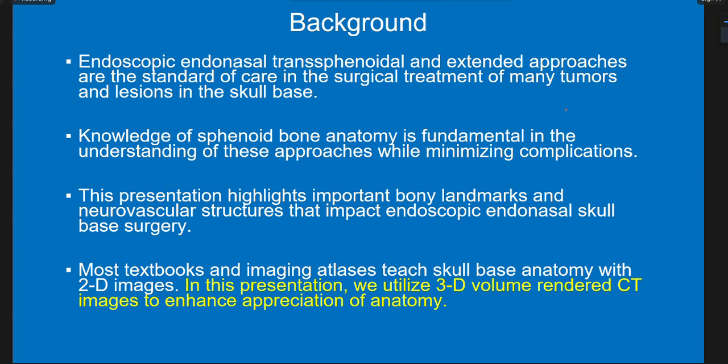So we highlight the important bony landmarks and neurovascular structures that are relevant to endoscopic endonasal skull-base surgery. Most of the textbooks, at least in the radiology literature, would show you 2D cases of CT scan, for example. In this presentation, we utilize 3D volume rendered CT of real life patients to enhance the appreciation of anatomy.